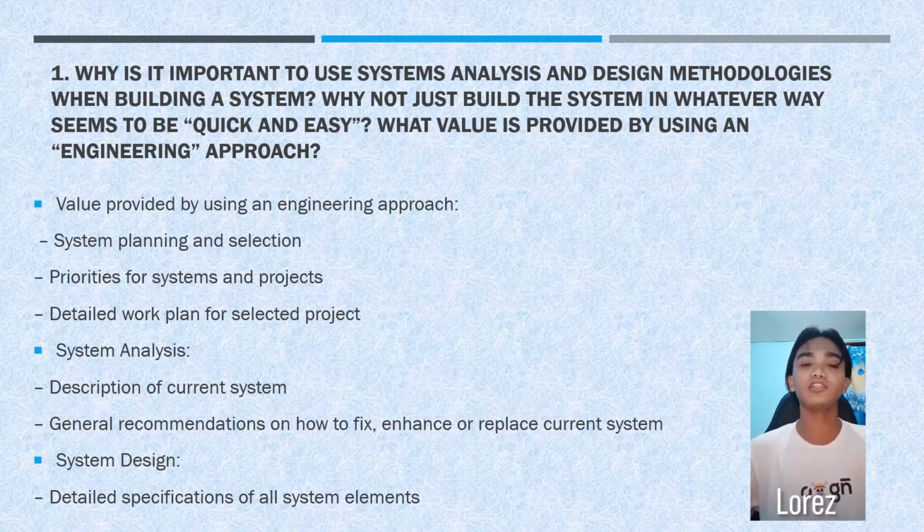System planning and selection: number one, priorities for systems and projects; number two, detailed work plan for selected project. And system analysis: number one, description of current system; number two, general recommendation on how to fix, enhance, or replace the current system. System design: detailed specification of all system elements.